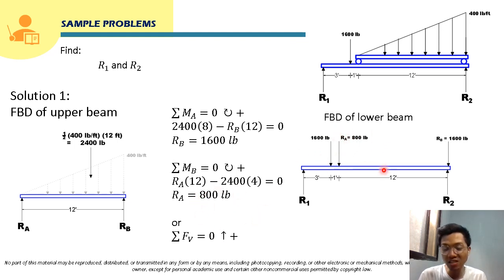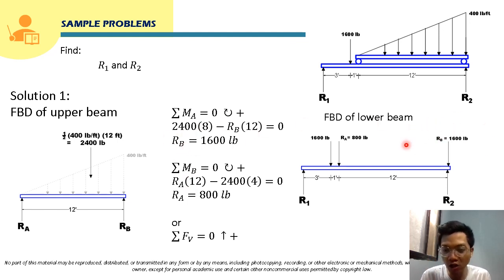So since we transferred this RA from the free body diagram of the upper beam to the free body diagram of the lower beam, it will be transferred here with opposite direction. So it will be directed downward here, since from this free body diagram, it is directed upward, no? So also for your RB, it will be transferred to the free body diagram of your lower beam. So that will be 1,600 pounds, right? So your RB is 1,600 pounds. So it will be transferred here.